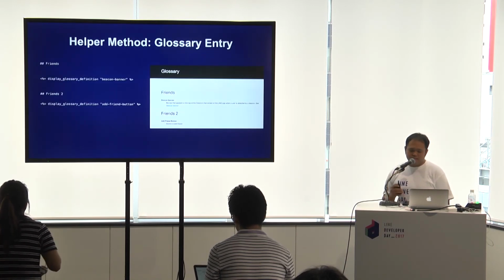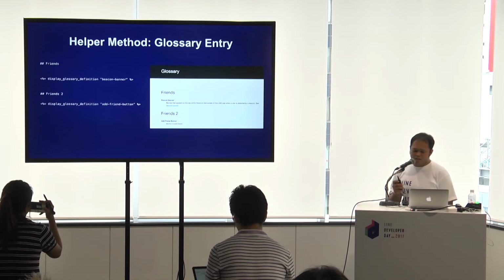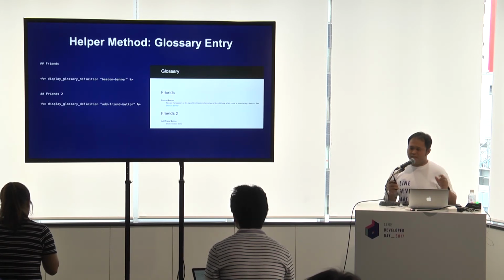I mentioned that we added helper methods. An example of this is one that allows writers to call this helper method to display a glossary entry. So they just have to call the method and pass in the term, and then it prints out the term and the definition.